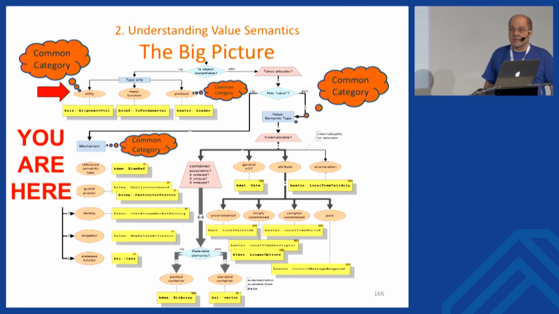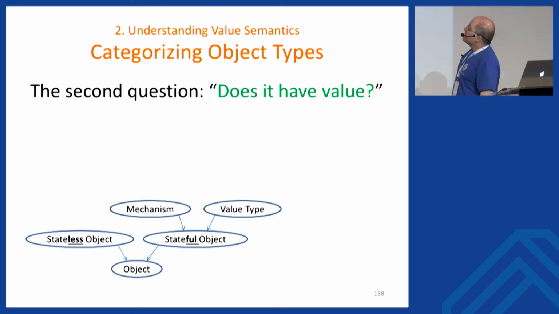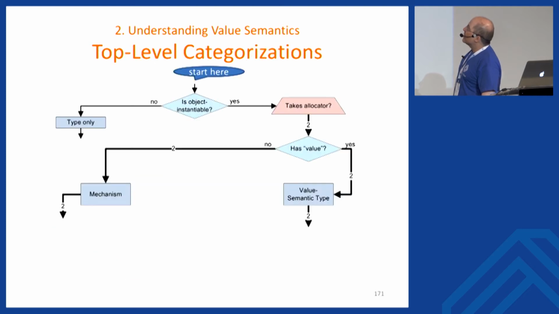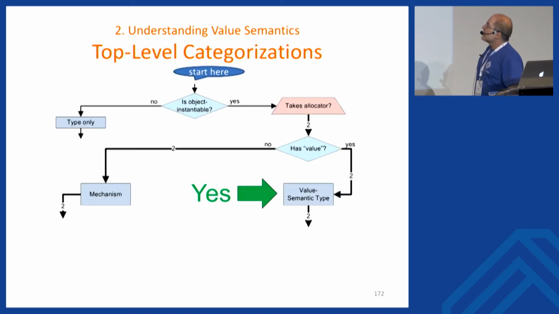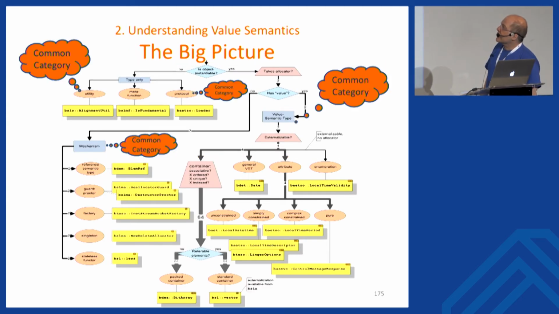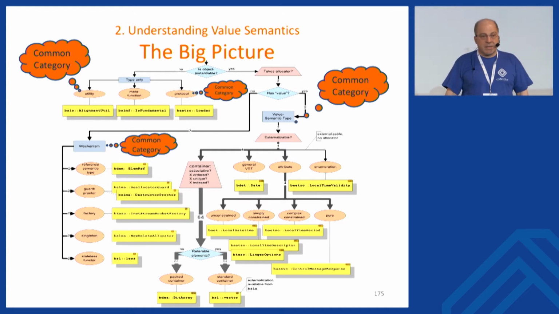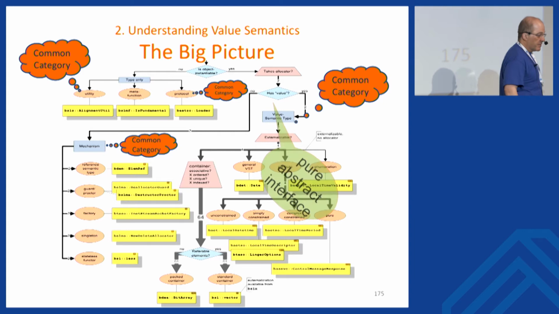that's what a utility is, so that's over there. Does it have a value? So it's either a mechanism or a value. If yes, it's a value type. If no, it's a mechanism. If we look on the chart, yes, value semantic type, no, mechanism. So here's the big picture again. Those yellow things are exemplars. If you were to go look on GitHub, Bloomberg BDE, you could actually find some of these things. It's open sourced, so you can look at it.